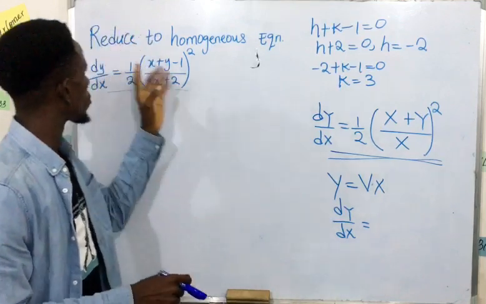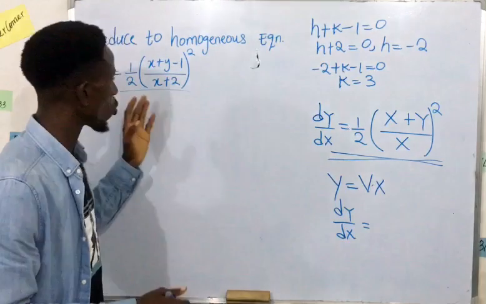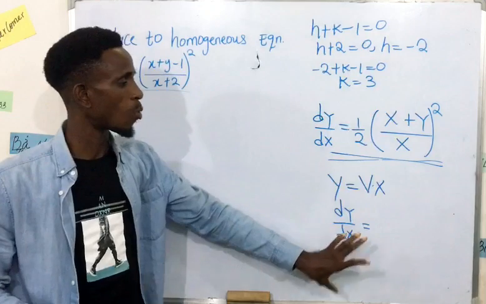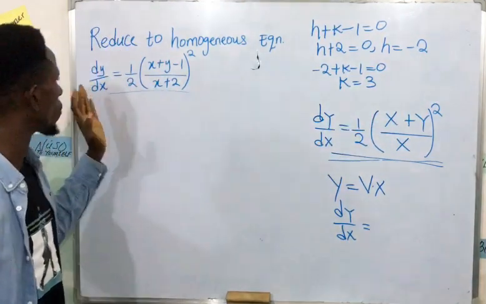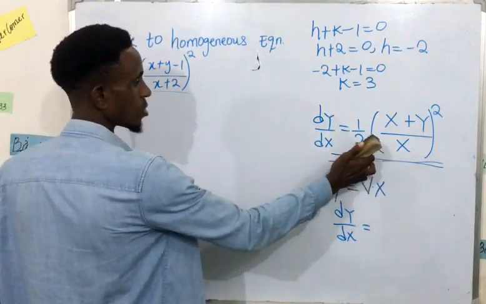Now, remember we were trying to reduce this to a homogeneous equation before we can solve. So we have reduced it to the homogeneous equation, which is this. Now we are going to solve this homogeneous equation. Look at what it has asked us to solve. So I'm going to be solving from this point now.